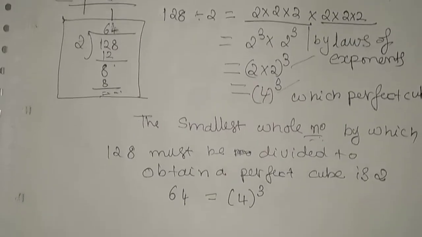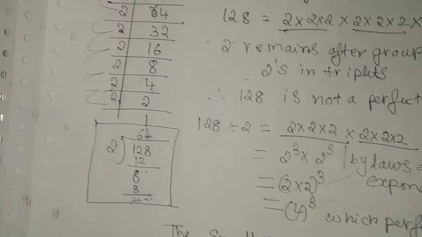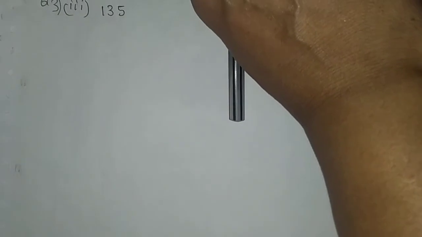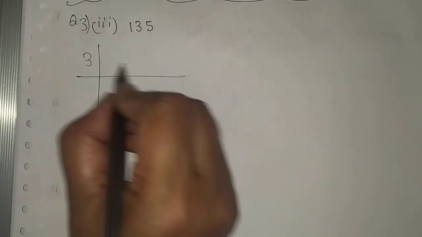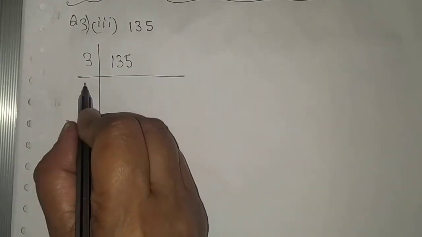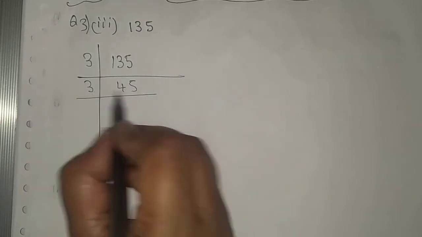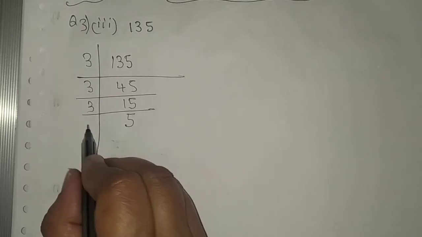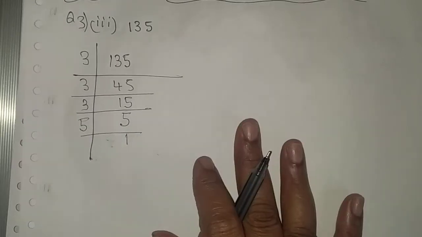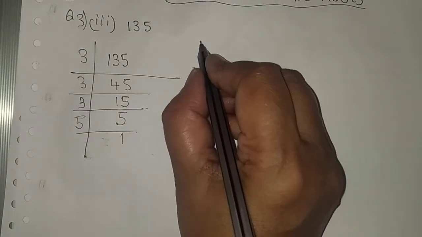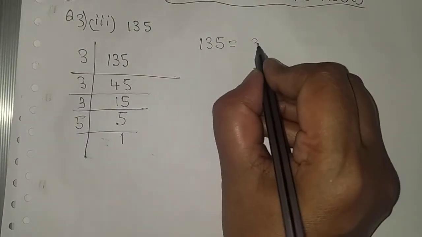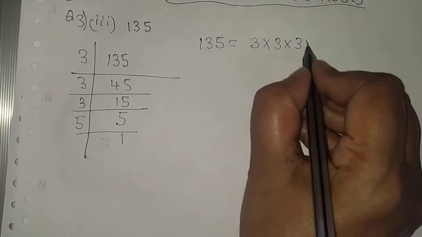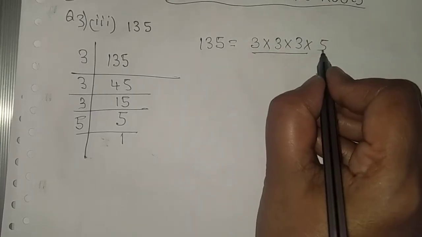So we move on to the next one, question 3, the third problem. Same thing: prime factorize the given number. 3 into 45, 3 into 15, then 3 fives are 15, then 5 into 5, 1. So 135 by prime factorization is 3 into 3 into 3 into 5. So 1 triplet we have and 5 is remaining.